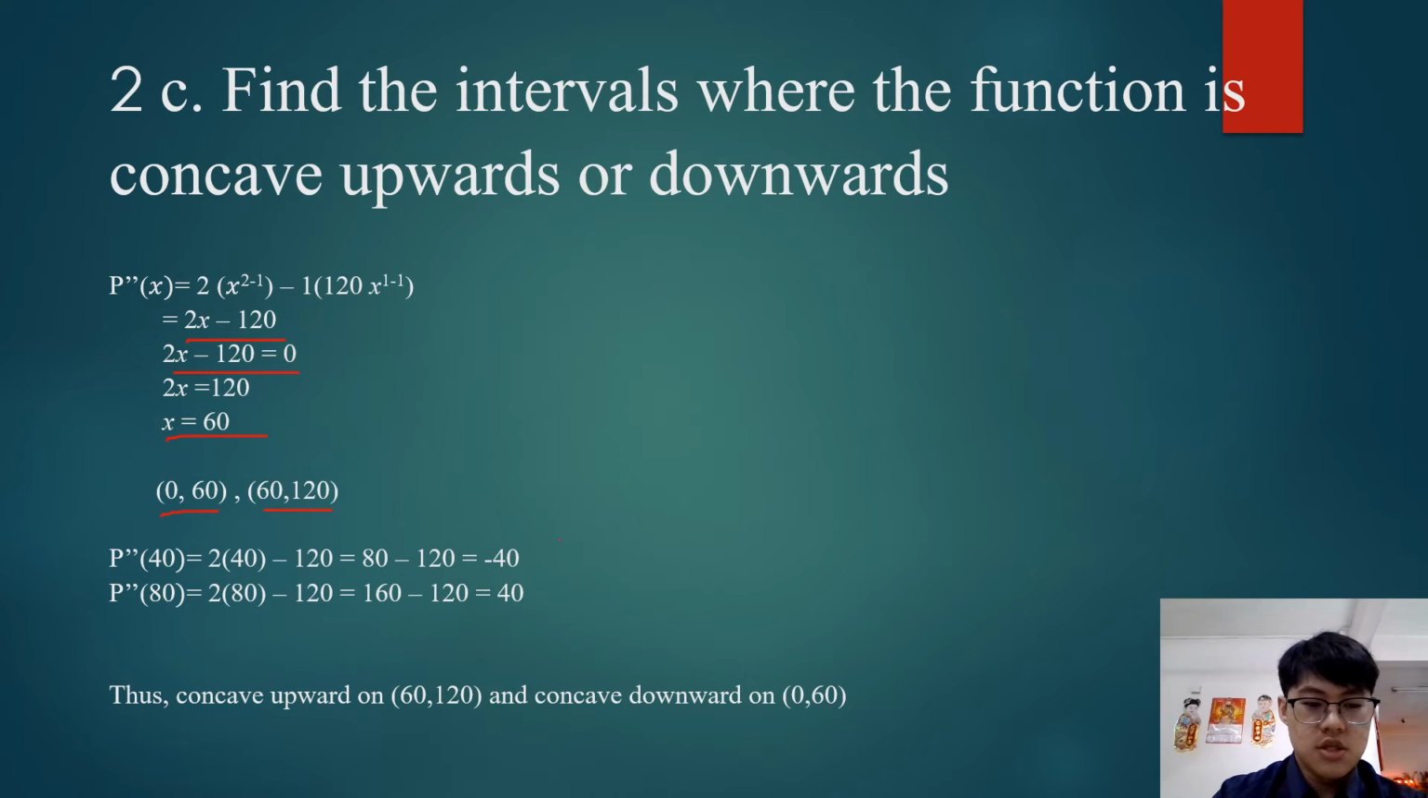Okay, 40 represents the 0 to 60 interval, and we get a negative answer, and this represents concave downward. And the 80 represents the interval 60 to 120, and the answer we get is positive. So this represents that the interval of 60 to 120 is concave upward.